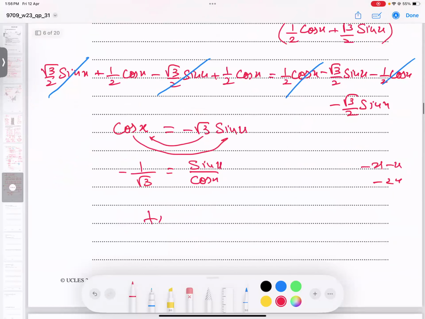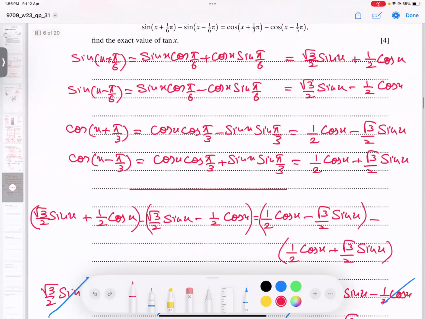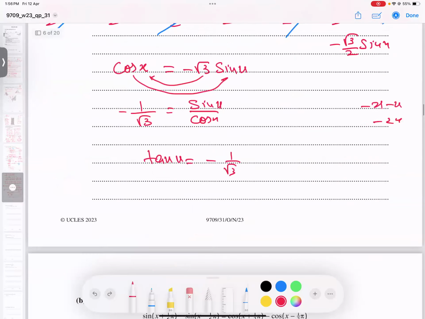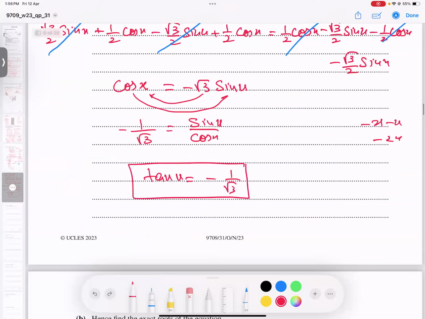And sine over cos becomes tan x. So negative 1 over root 3. Actually, this goes down to root 3. But in your calculator, if you check it, did he say to prove it? No. So I tell you, this is the correct answer, 100% correct.